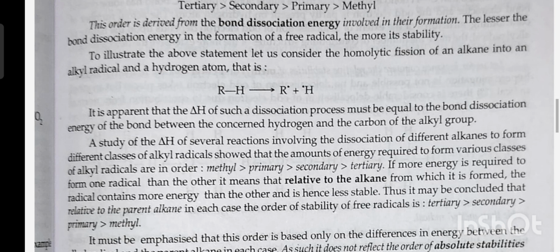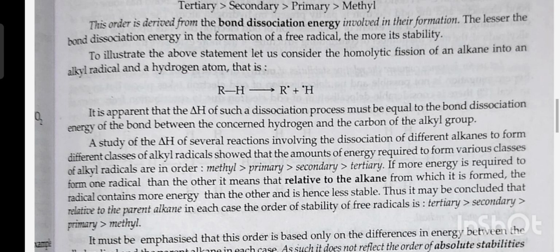A study of the heat of dissociation energy of several reactions involving the dissociation of different alkanes to form different classes of alkyl radicals showed that the amount of energy required to form the various classes of alkyl radicals is in decreasing order: methyl, primary, secondary, tertiary. If more energy is required to form one radical than another, it means that relative to the alkane, the radical contains more energy when it is formed and is hence less stable.